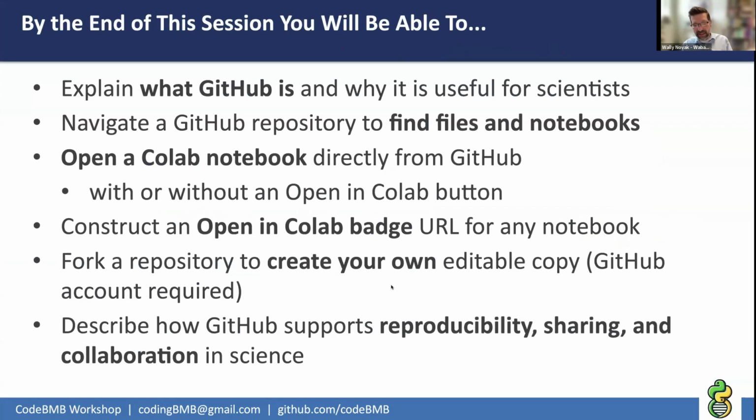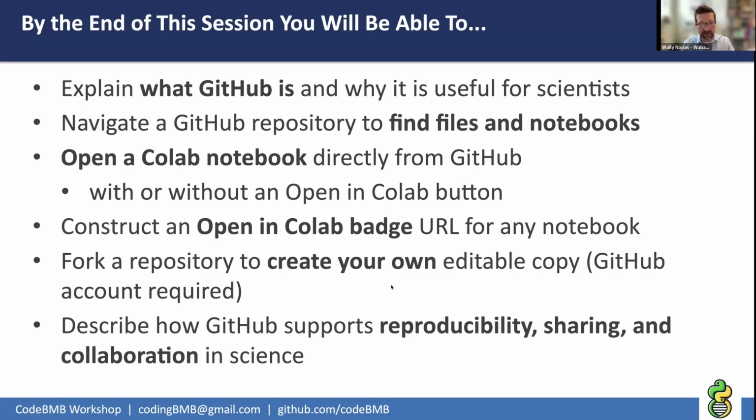Here's where we're headed. By the end of this session, you'll be able to navigate a GitHub repository, meaning you can just find the stuff that's there. You'll be able to open any Colab notebook that's public from GitHub with or without an Open in Colab button. You'll know how to build your own Open in Colab button, which sounds fancier than it is. And if you have a GitHub account, you will be able to fork a repository and save your work back to it. That last part, forking, does require a GitHub account. I'll tell you when we get there. If you don't yet have one, you can watch along and set up one later. It does only take a few minutes.